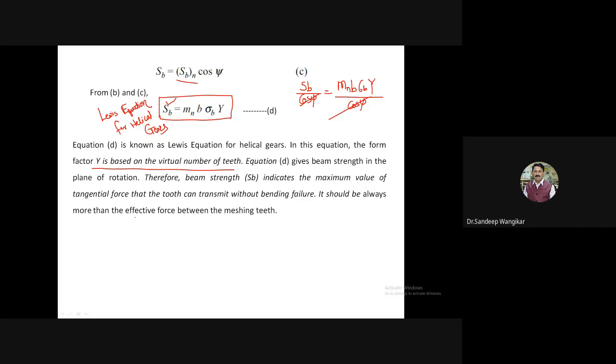It should always be more than the effective force. So SB should always be greater than P effective. SW also should always be greater than P effective. By what amount? It is called the factor of safety. This also we have discussed in the first unit, that is spur gear. So this is the equation. Write down the equation: SB is equal to MN B sigma B Y. This is the equation for beam strength of helical gears, or Lewis equation for helical gears. Okay, take 1 minute, write this down.